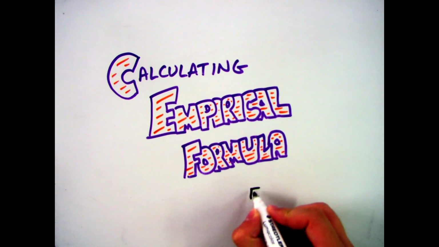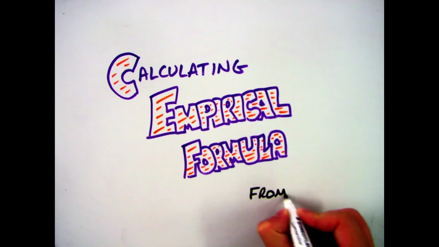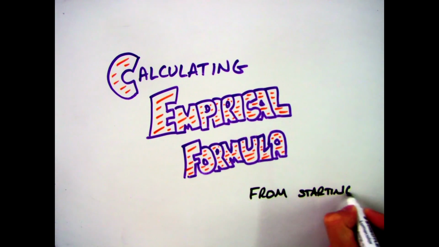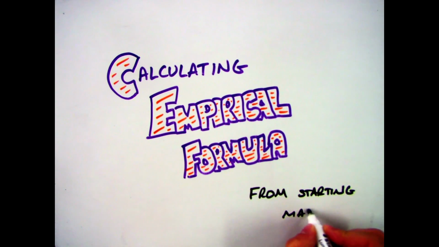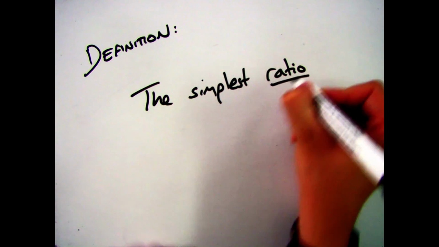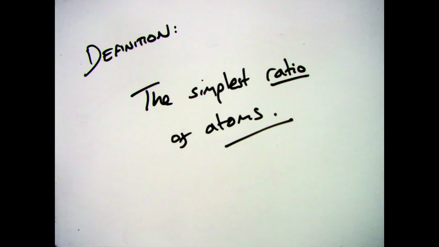Hi there guys, and welcome to this video which is going to be focusing on how you can work out the molecular formula of a compound, otherwise known as the empirical formula, from the starting masses. So when we talk about the empirical formula, just to give you a quick definition, what you're looking for is the simplest ratio of atoms in a substance.